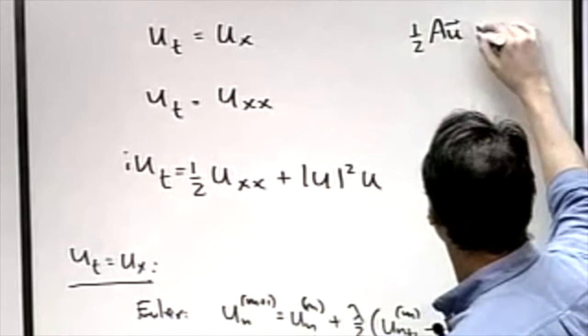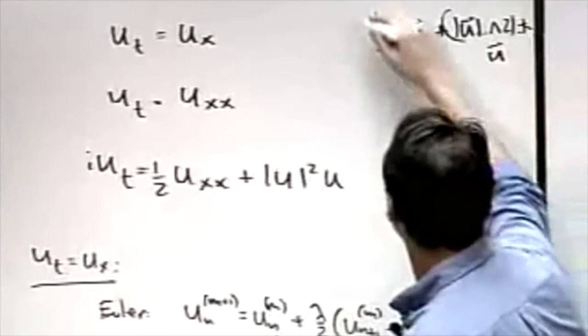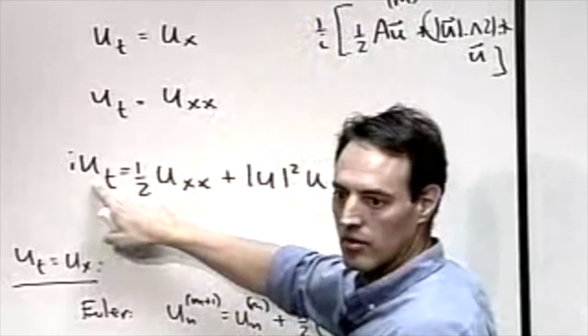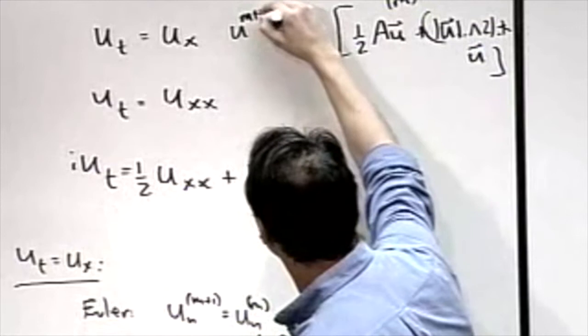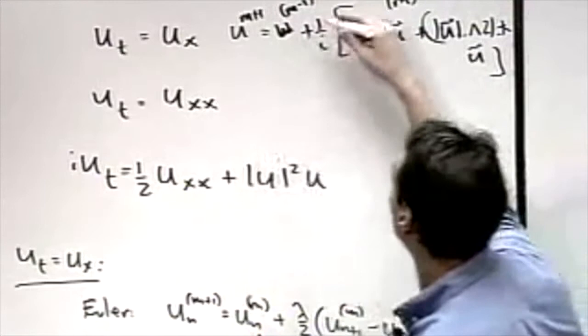plus the absolute value of that vector squared times that vector again, all divided by i, and this is at time m. If you do a leapfrog discretization of this, you get u of m plus 1 is equal to u of m minus 1 plus this stuff, where from the delta t you get a 2 delta t coming over here.